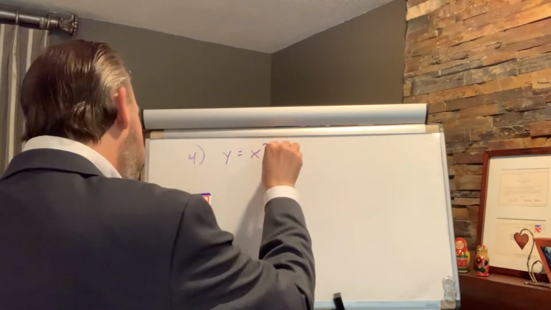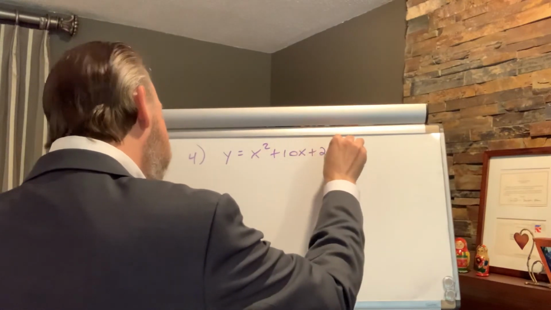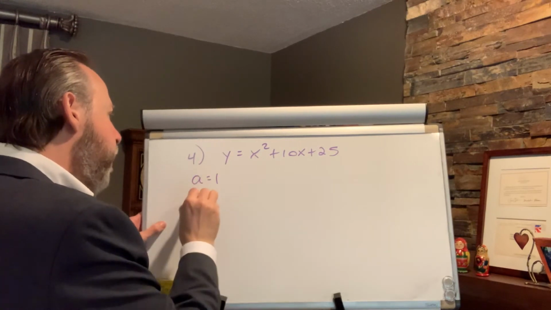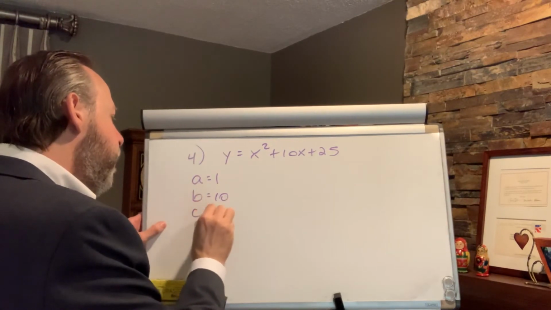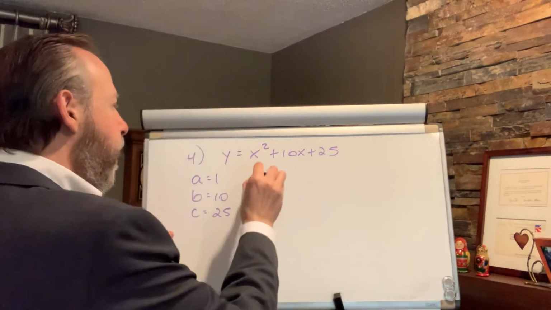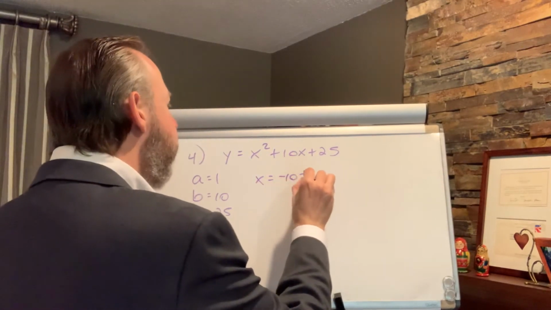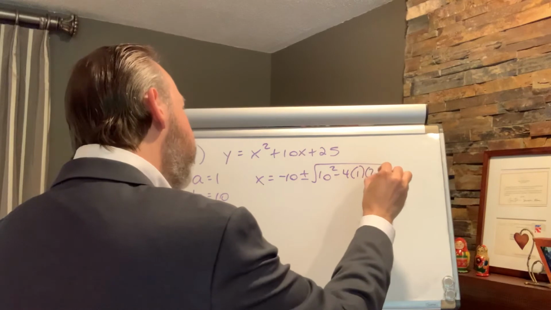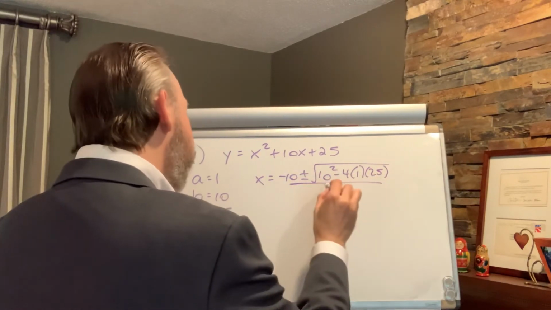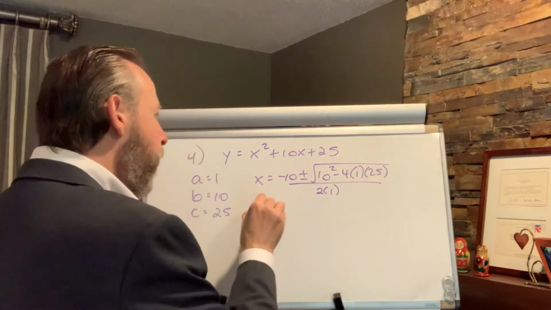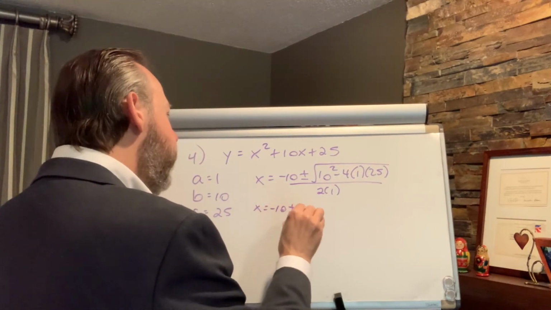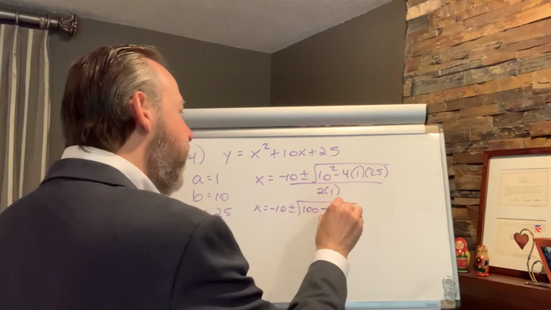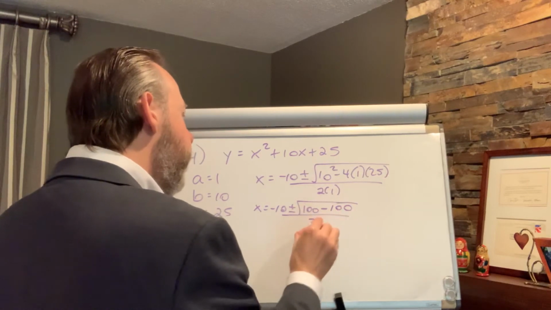And the last question you had to solve, number 4, y equals x squared plus 10x plus 25. So identify the a, b, c. A is the number 1, b is the number 10, c is 25, and x equals negative 10 plus or minus the square root of 10 squared minus 4 times 1 times 25, all over 2 times 1. That's negative 10 plus or minus the square root of 100, which is 10 squared, minus 4 times 1 times 25, which is also 100, over 2.